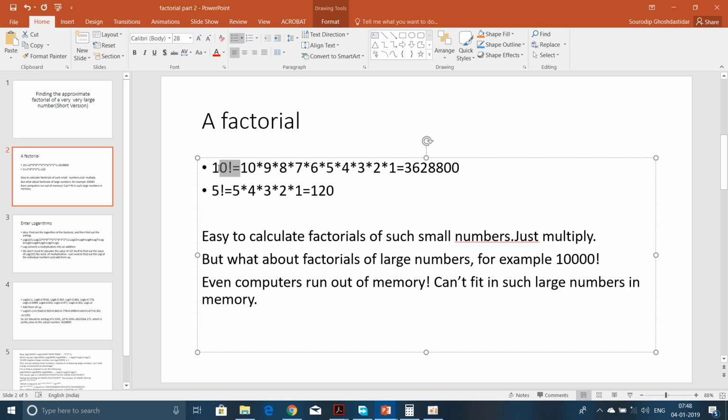10 factorial is slightly more difficult. You need to probably use a calculator, and the answer would be 3628800. It's pretty easy to calculate the factorials of such small numbers. We just multiply. But what about factorials of very large numbers, for example, 10,000 factorial? You would be multiplying 10,000 numbers, and each number would be of the order of 10,000. So 10,000 into 9,999, 9,998, that's pretty daunting even for a computer. Even computers will run out of memory.